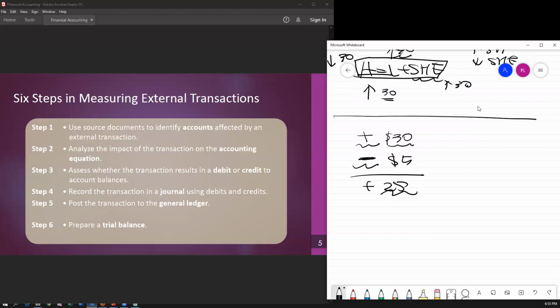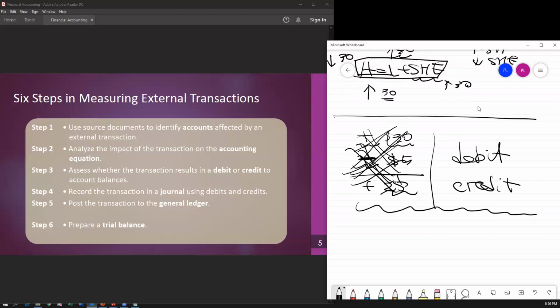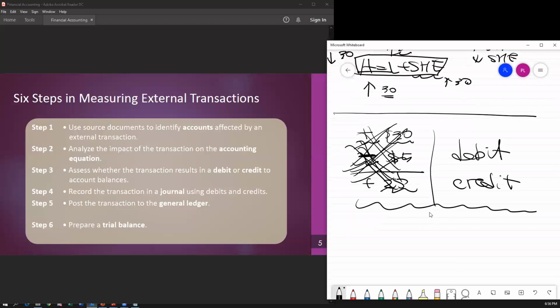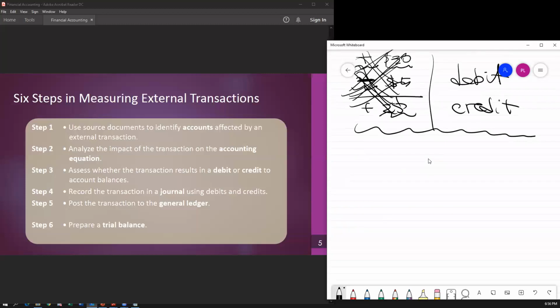But in the accounting field, we don't do that. This is not the system that we use. Okay, so going forward, don't think of it this way, but think of it as a debit and credit system. Now, I will prepare a table for you, okay, in order to help you understand what debits and credits are.